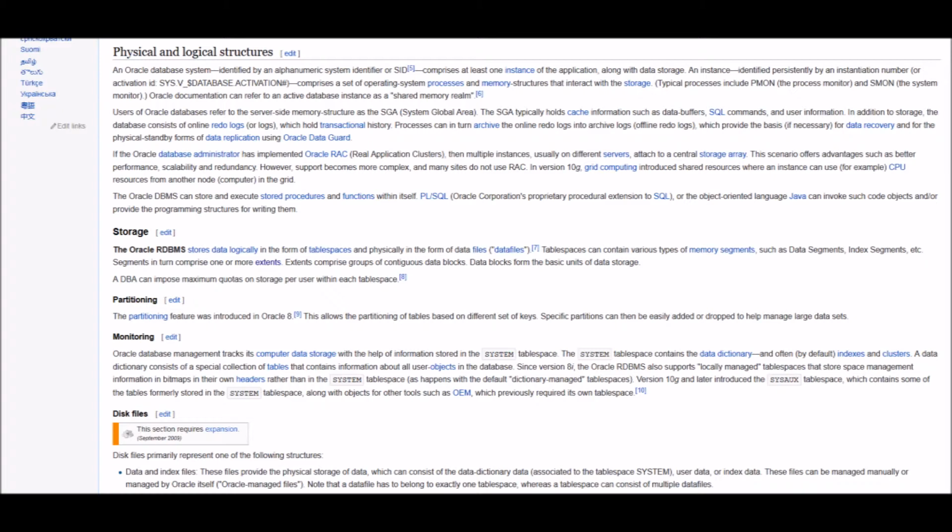Now, the Oracle system stores data logically in the form of table spaces and physically in the form of data files. Table spaces can contain various types of memory segments, such as data segments, index segments, the list goes on and on. These segments are comprised of one or more extents, and these extents are comprised of groups of contiguous data blocks, the basic units of data storage: ints, floats, characters, stuff like that.